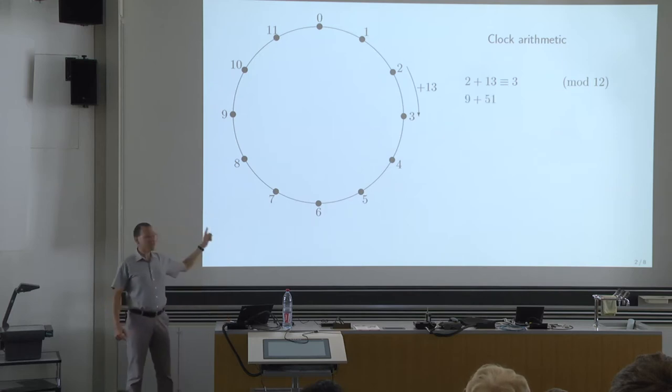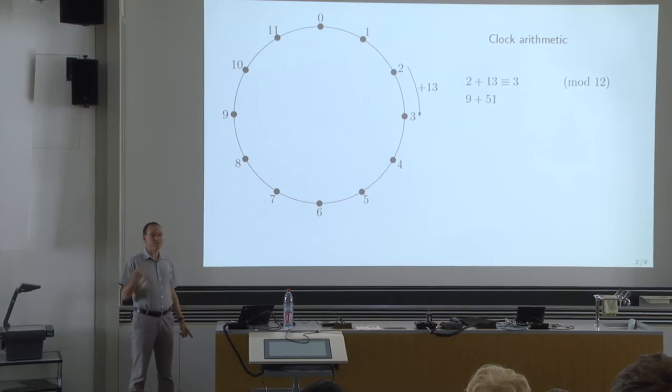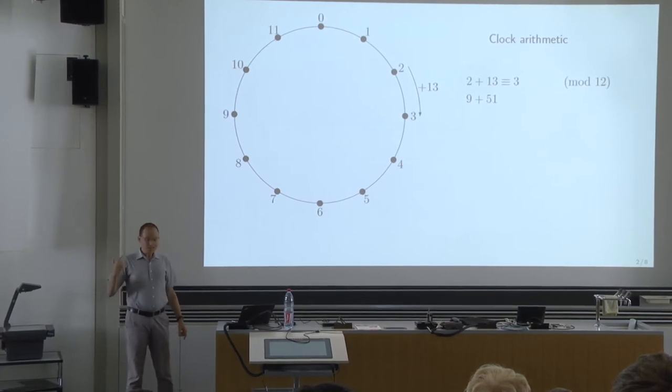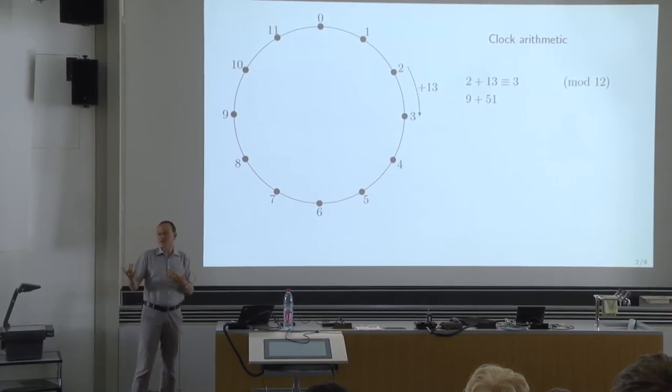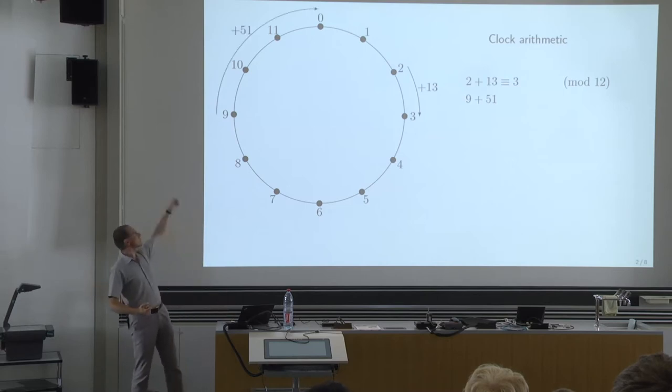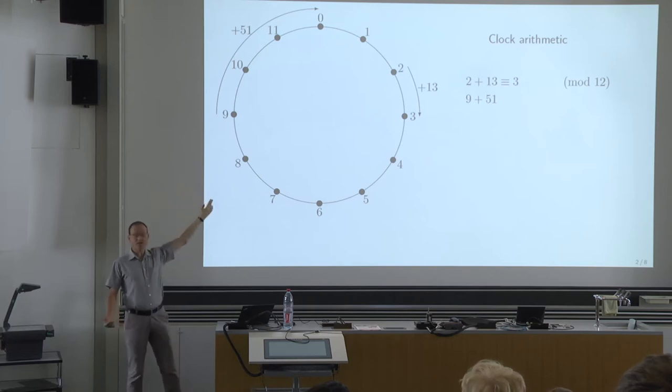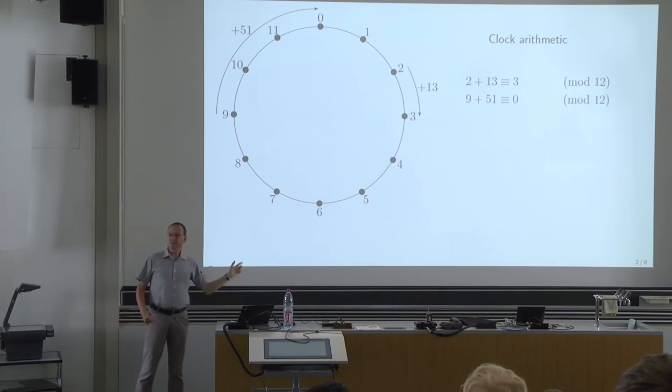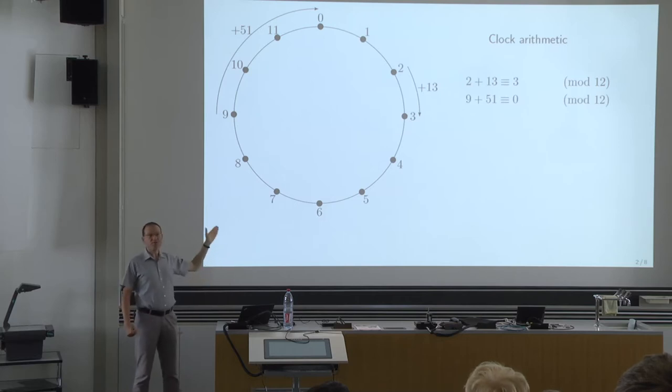What if now it's 9 o'clock? In 51 hours, where is the hand going to point? Yes? At 0. Yes, you can say 12. 12 is the same as 0. It will point at 0. After 48 hours, it will again point at 9. And then 3 more, it goes back to 0. We write 9 plus 51 congruent to 0 mod 12.